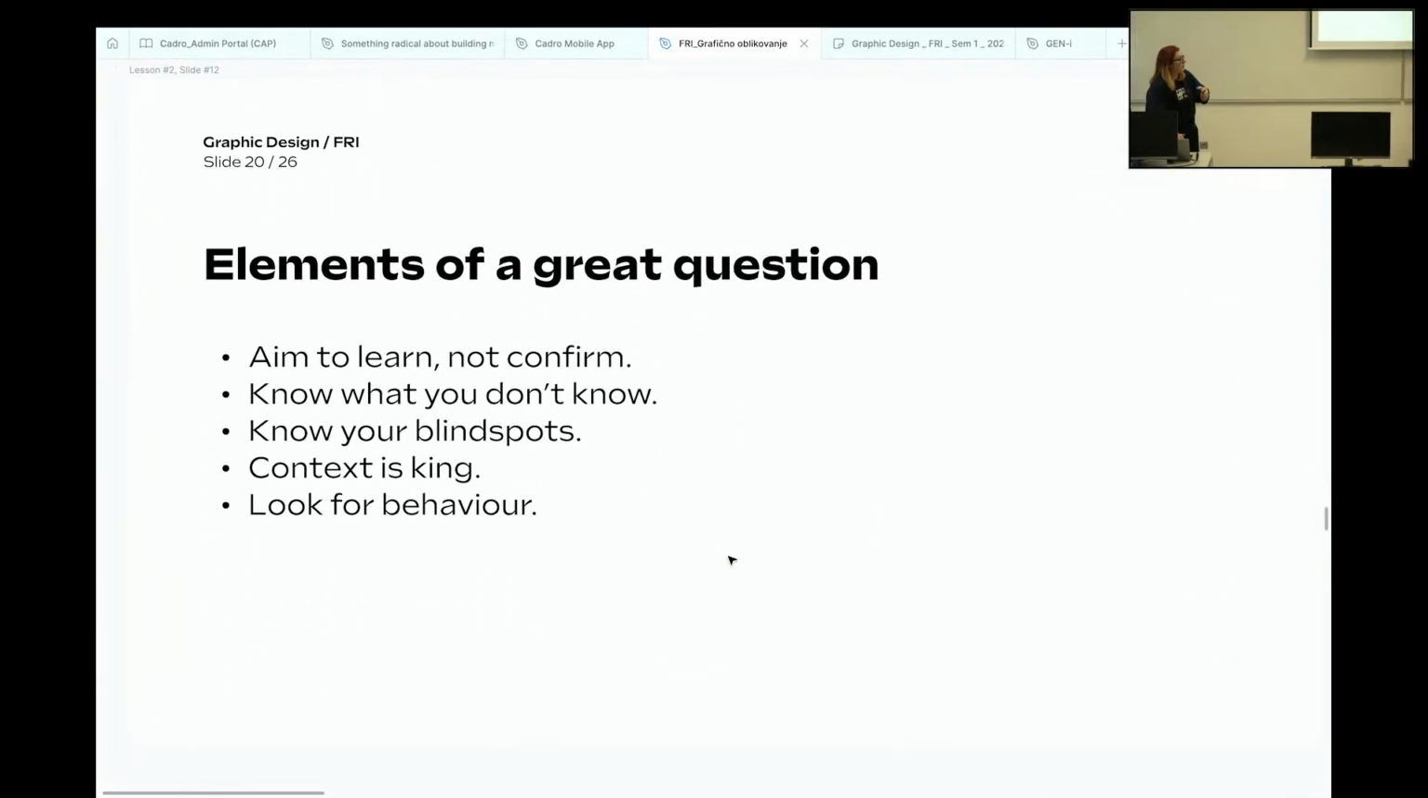Okay, so what are elements of a great question? We're aiming to learn, not to confirm. This is something I already mentioned with the validation. Sometimes it's also about the way we ask. If we ask, so I'm thinking this, and would you say that this is true? And I keep nodding, somebody might say, yeah, sure. Like, you feel like somebody that needs my validation, yeah, sure. And they don't necessarily think the same thing. So it's important that we check our bias.